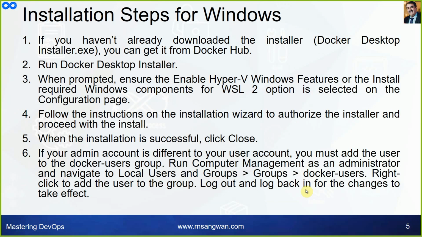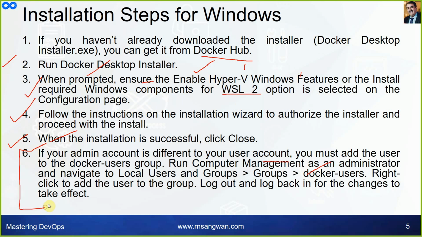If you are using Windows, then these are your steps. If you have not already downloaded the installer, you need to download it from hub.docker.com, Docker Hub. Then run the installer. When prompted, ensure that the option to enable the Hyper-V Windows feature, or install required Windows components for WSL2, is selected on the configuration page. Follow the instructions. When installation is successful, click on close.